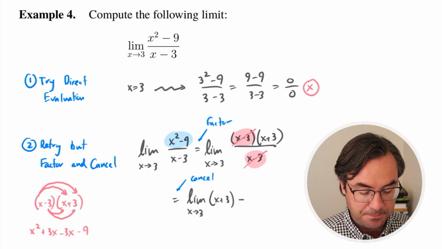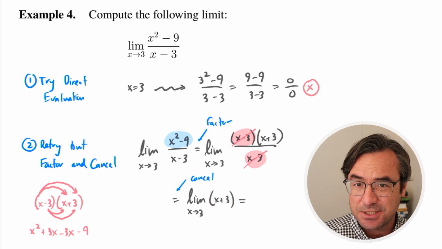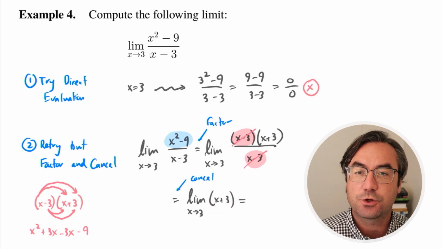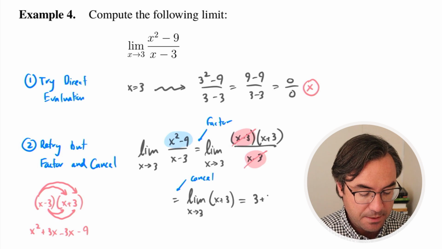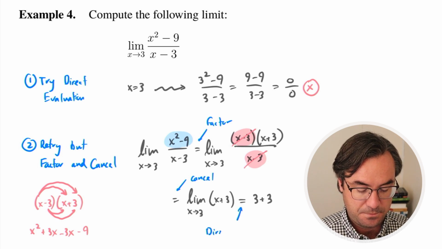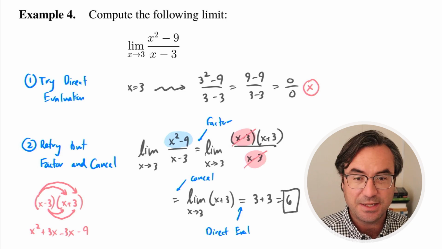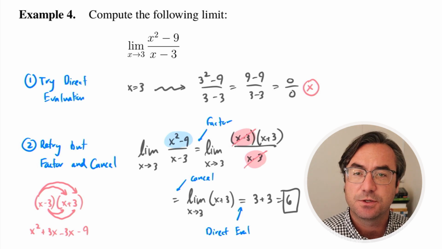So let's see what we get. So x is approaching 3. Now our function is just x plus 3. So direct evaluation tells us we just plug in. So we end up with 3 plus 3 here. And when we do that, we end up with 6. And that's our limit.